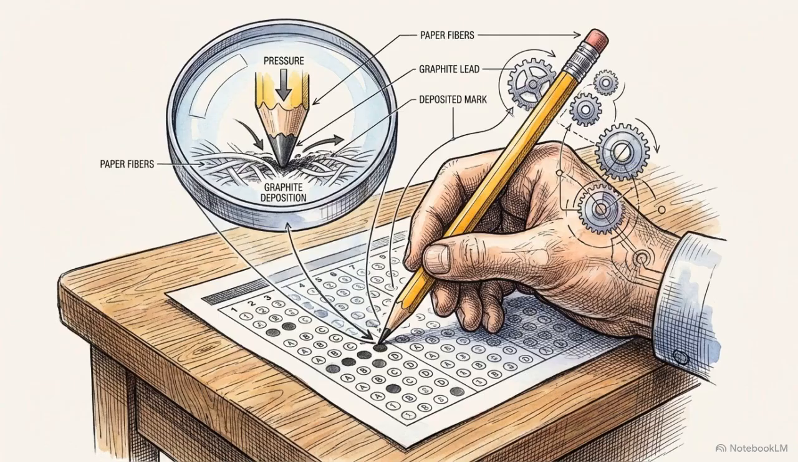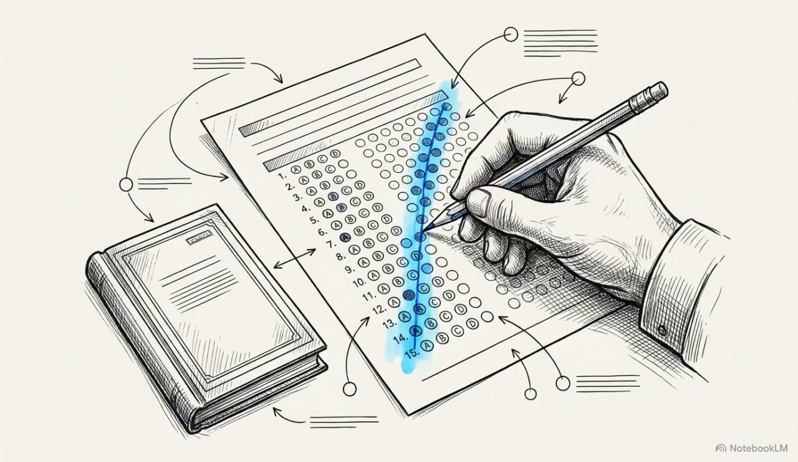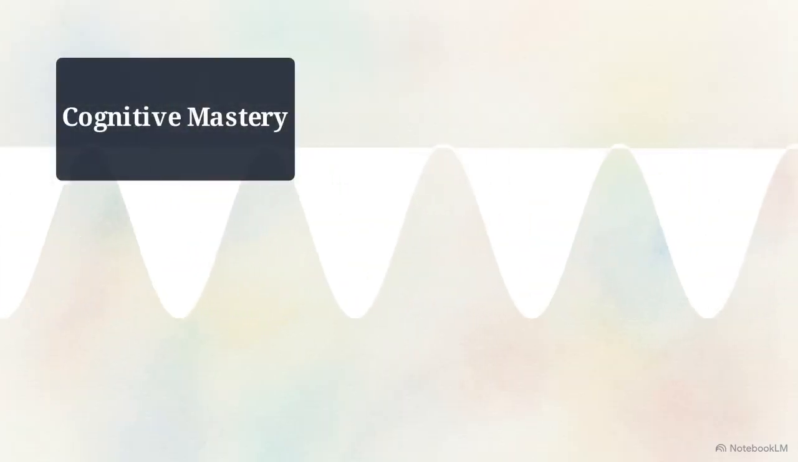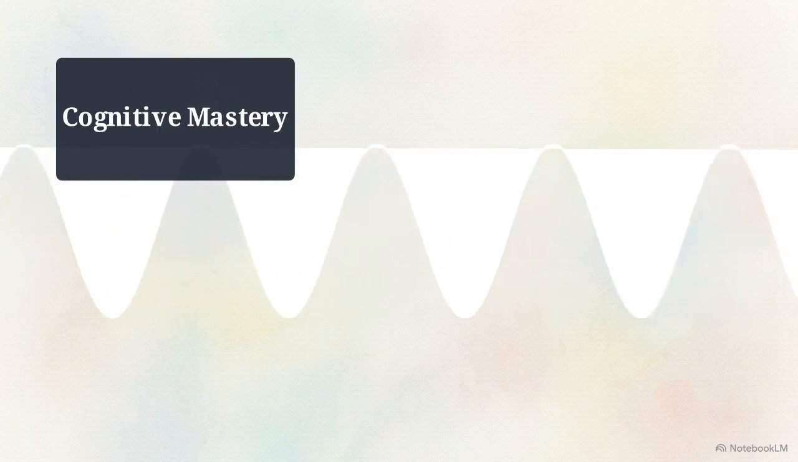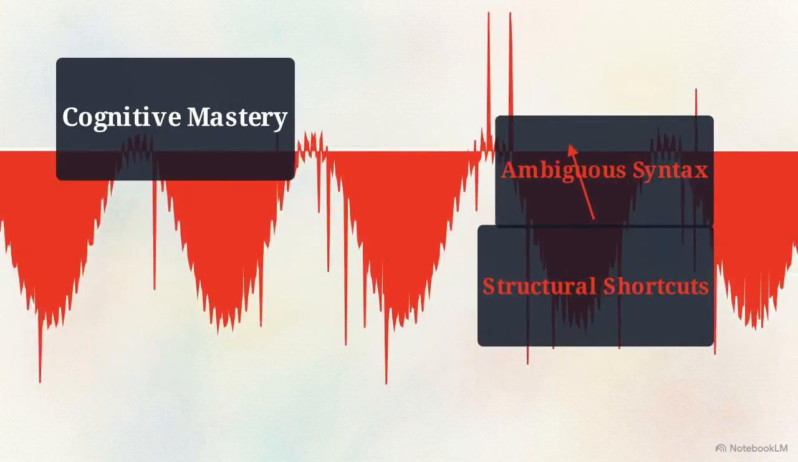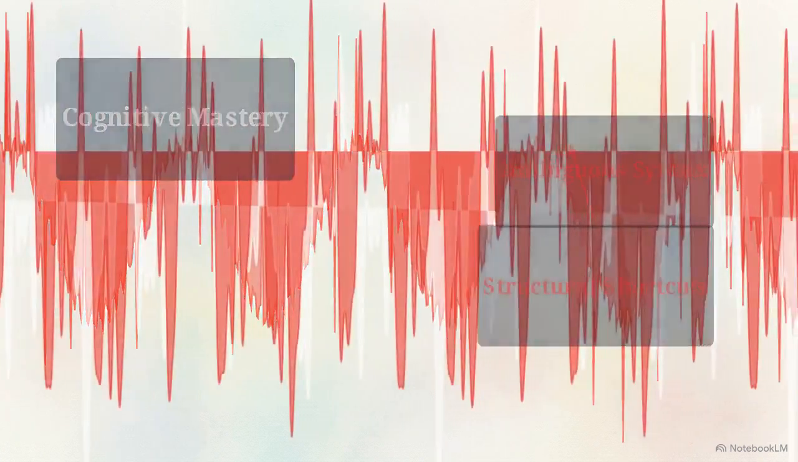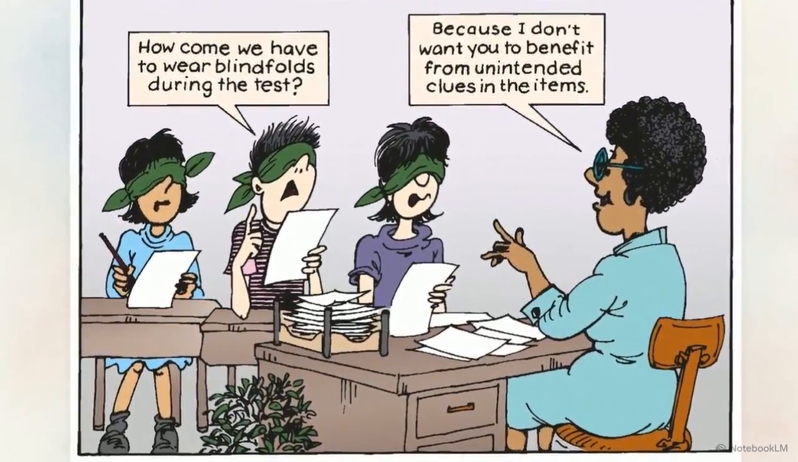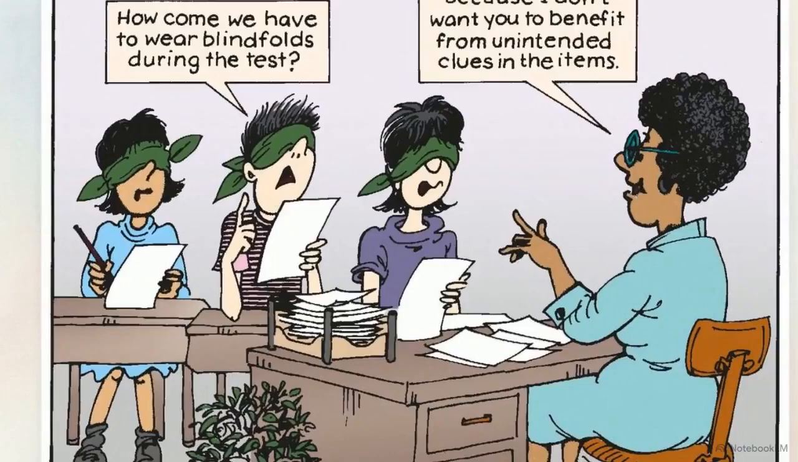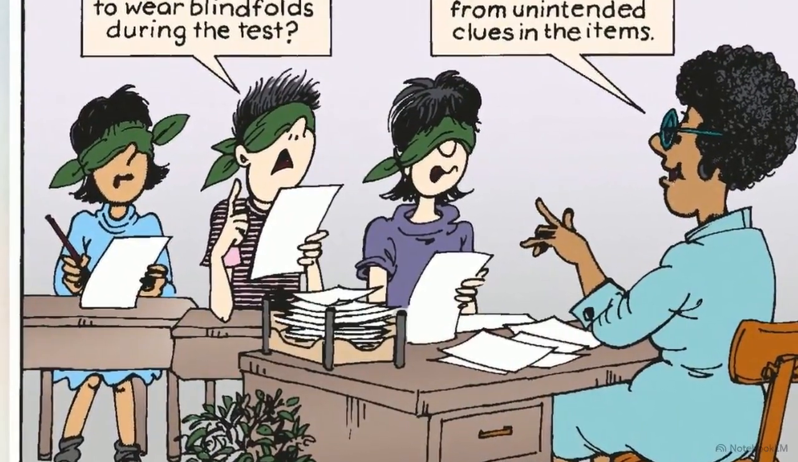The challenge for anyone designing a test is ensuring that a correct answer is a reflection of mastery rather than a student's ability to exploit the test's structure. This waveform shows how structural flaws in test items create psychometric noise. When an item contains ambiguous syntax or structural shortcuts, it introduces static that distorts the actual signal of cognitive mastery we are trying to measure. If an item contains internal hints, unknowledgeable students can deduce the correct response without possessing the target skill.